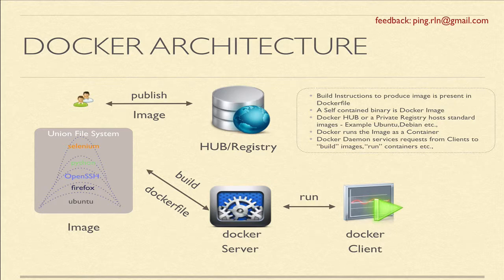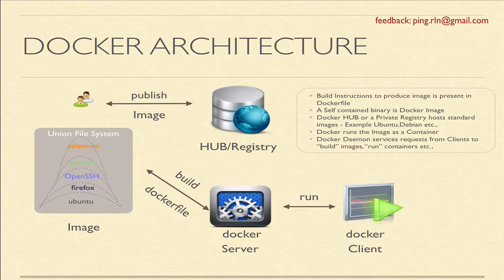As you see in our example, which is present inside this particular presentation, we first need an Ubuntu for performing a Google search, and we need a browser which is Firefox, and we need an authentication mechanism which is provided by OpenSSH, and we need a scripting framework which is Python, which can be used to invoke the Selenium browser automation framework.